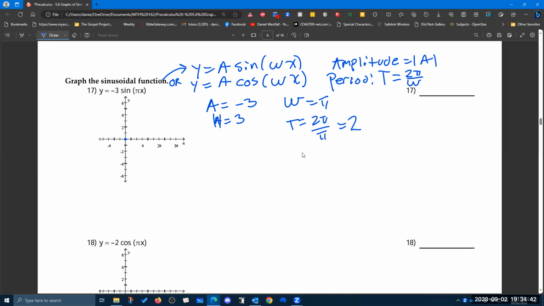If my period is 2, I need to cut this in four to get my steps. This is not something that the book tells you to do, but take your period and divide it by 4. 2 over 4 is going to be 1/2. So those are the steps I need to take to get to my maximum, and then back to my 0, and then to my minimum, and so on.